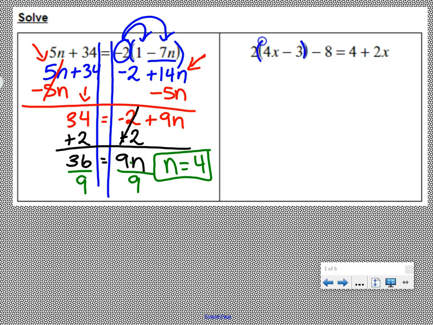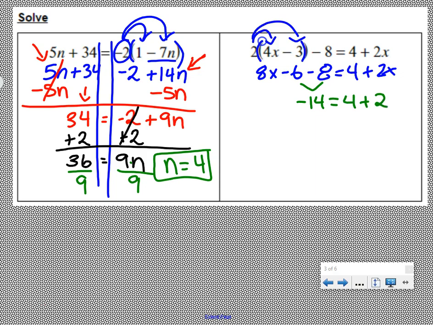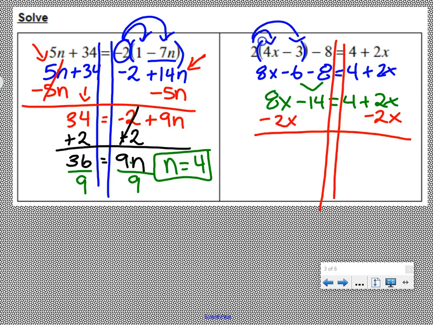Parentheses mean distribute. Distribute the 2. We get 8x minus 6 minus 8 equals 4 plus 2x. Combine like terms. -6 minus 8 is -14 equals 4 plus 2x. Make sure you bring down the 8x. Get your variables to one side. Undo the plus 2x with a minus 2x. You need those railroad tracks. Make sure you draw them in.